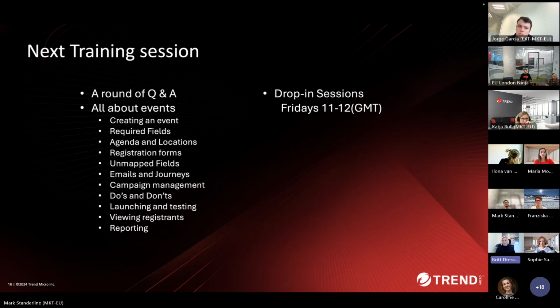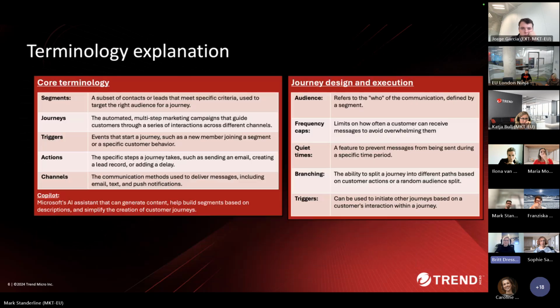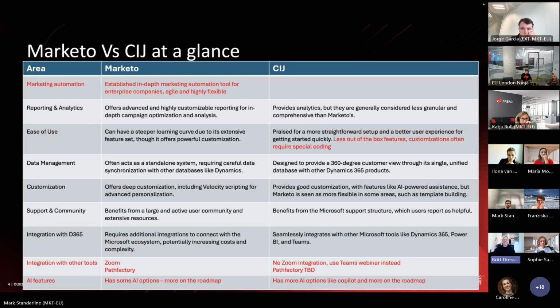Yeah. And maybe that's one thing. I know we went through fairly quickly the comparison of CIJ and Marketo. If you look at it, we forgot to put the right text in there, it's blank. Ultimately, both are marketing automation platforms. Marketo has a longer experience, a more in-depth solution for marketing automation, especially for enterprise companies. They're very agile and they're highly flexible.